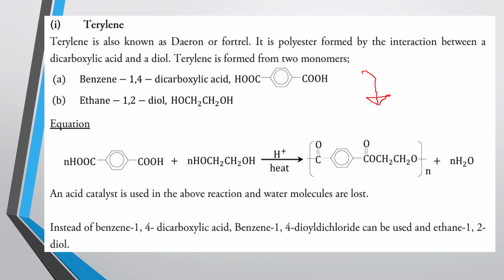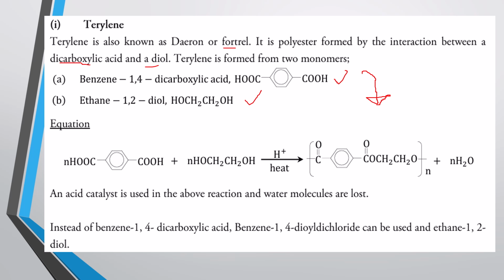So when you're forming terylene, which is also called fortryl, it is a polyester that is going to be formed by interaction between bifunctional monomers. One of them is going to be a dicarboxylic acid and the other one is going to be a diol. So it's going to be formed by two monomers. One of them is this, which is benzene-1,4-dicarboxylic acid, and the other one is going to be ethane-1,2-diol. So when ethane-1,2-diol combines with benzene-1,4-dicarboxylic acid, the following equation is the result of the formation of the polymer.